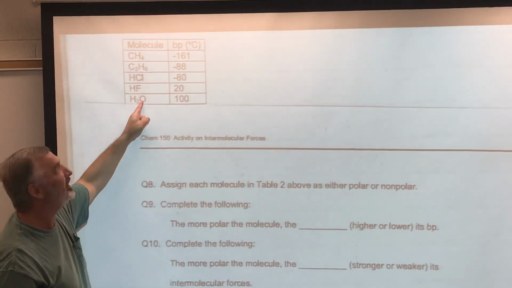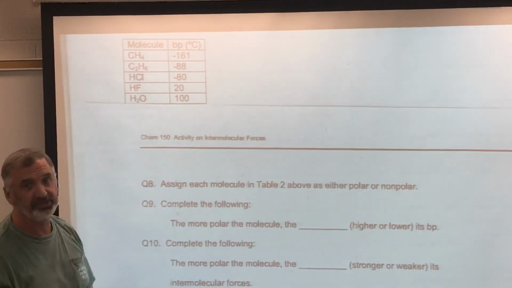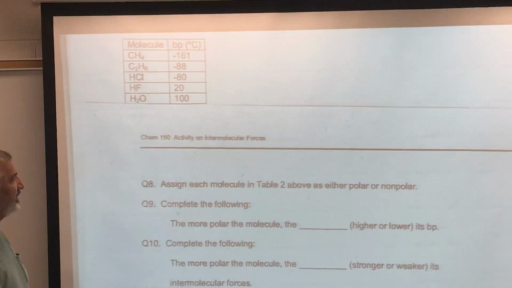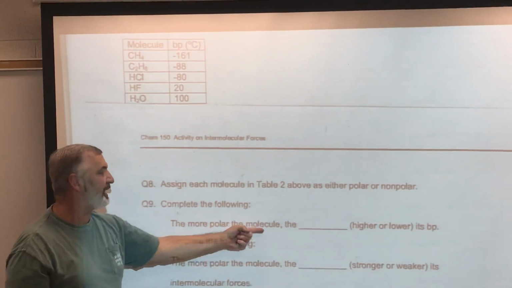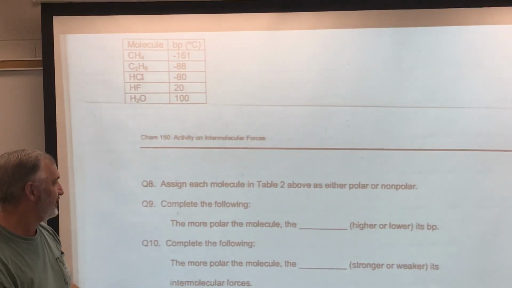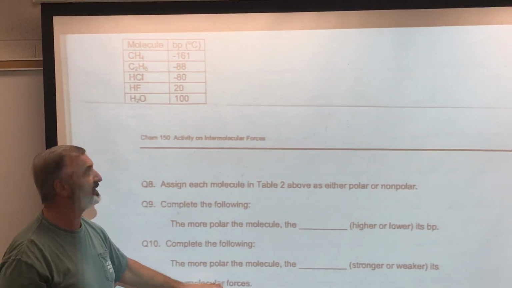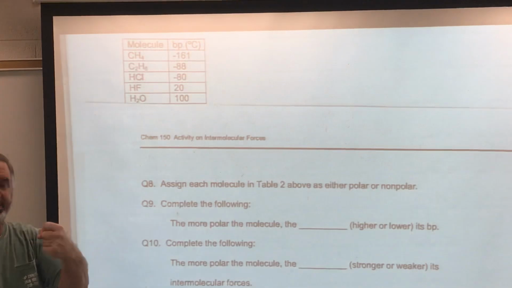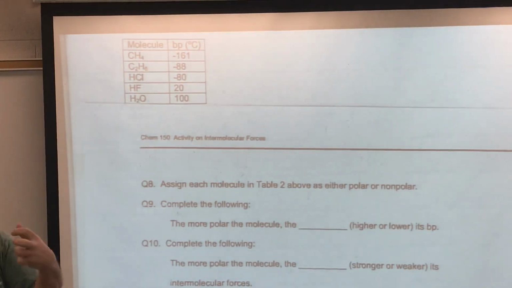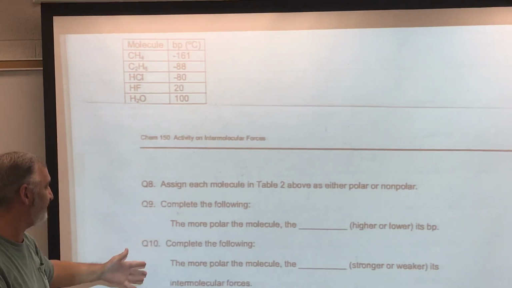Highly electronegative elements of chlorine, fluorine, and oxygen. Get that into your head. Now, the more polar the molecule, the higher the boiling point is. The more polar the molecule, the stronger its IMFs, because it's going to make a stronger, greater Coulombic attraction. The greater the charge, the greater the attraction. So those are all pretty straightforward.